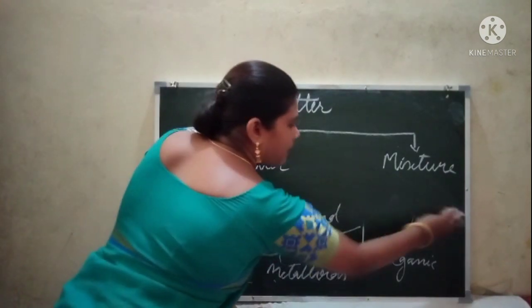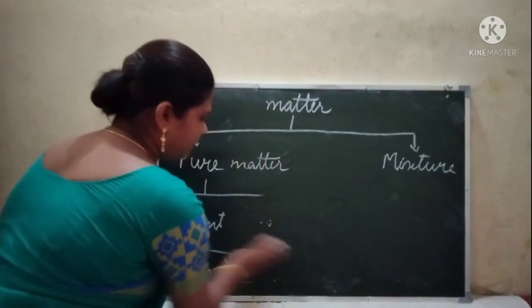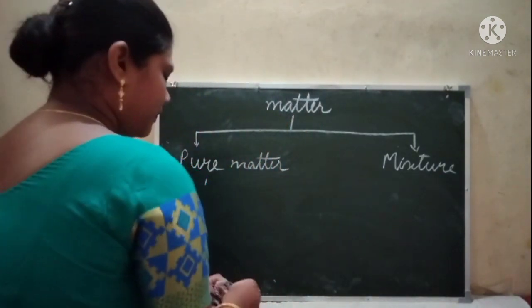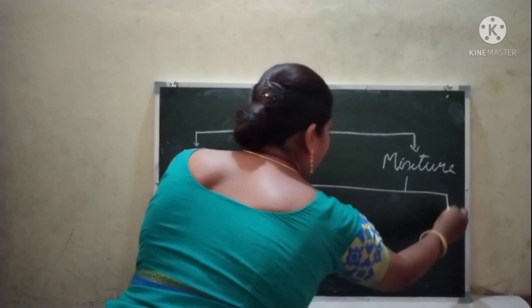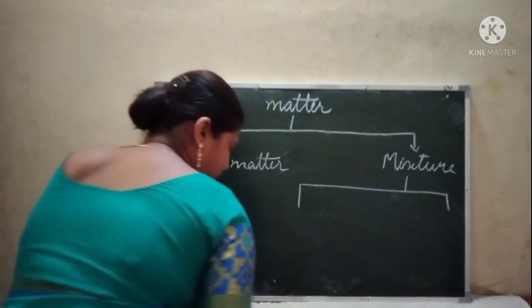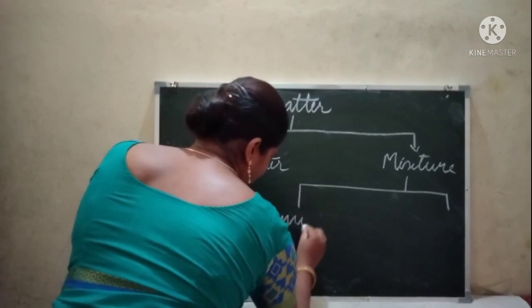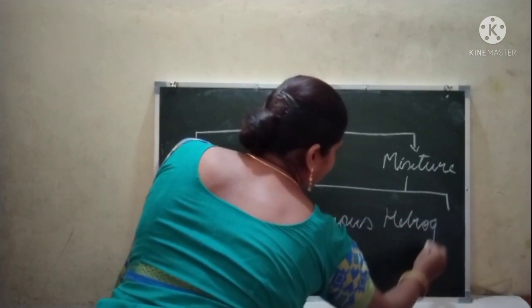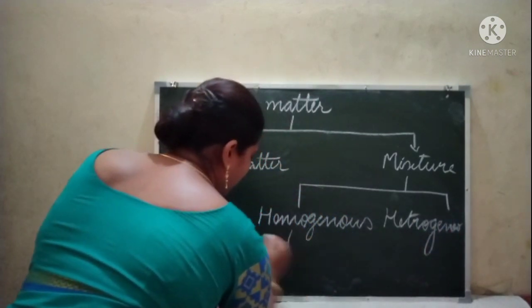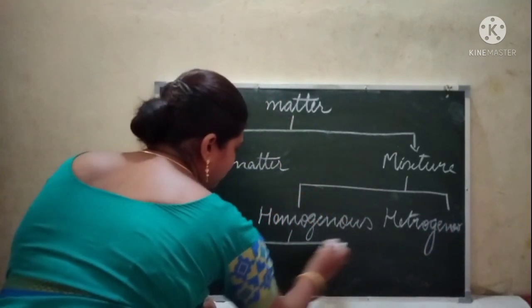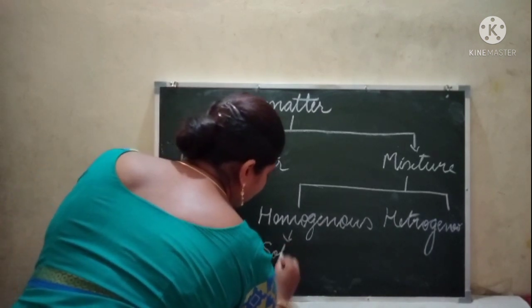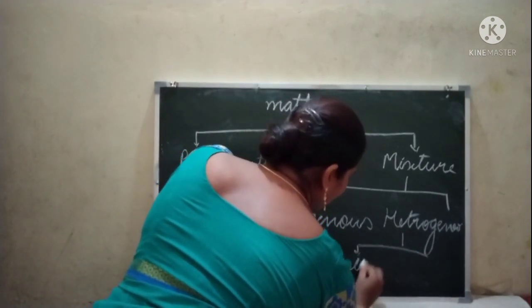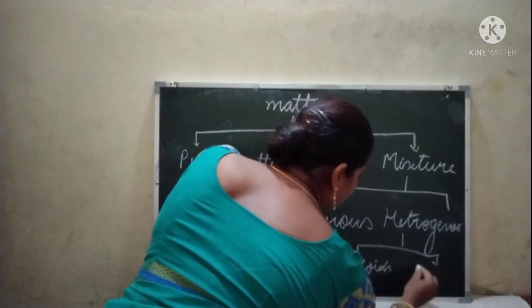Now let's see mixture. Mixture is homogeneous and heterogeneous. In homogeneous we have to see about solution, and in heterogeneous we have to see colloids and suspension.